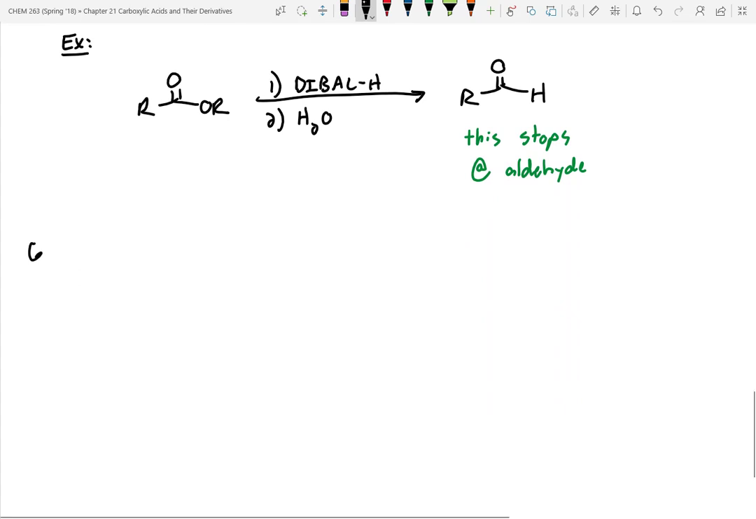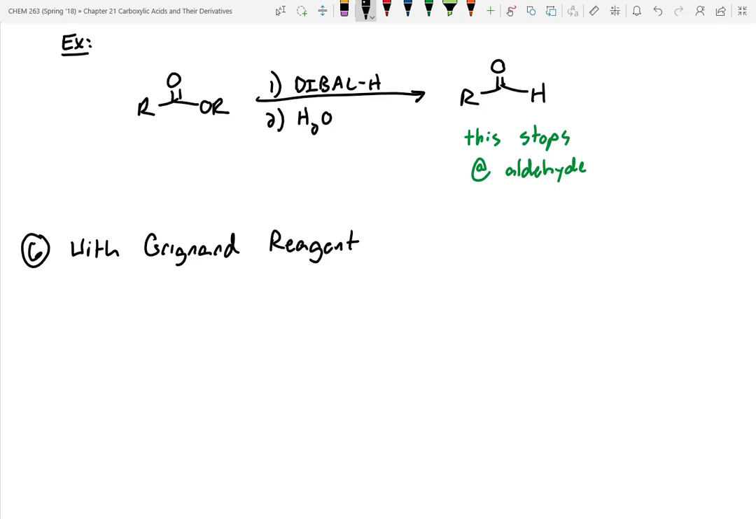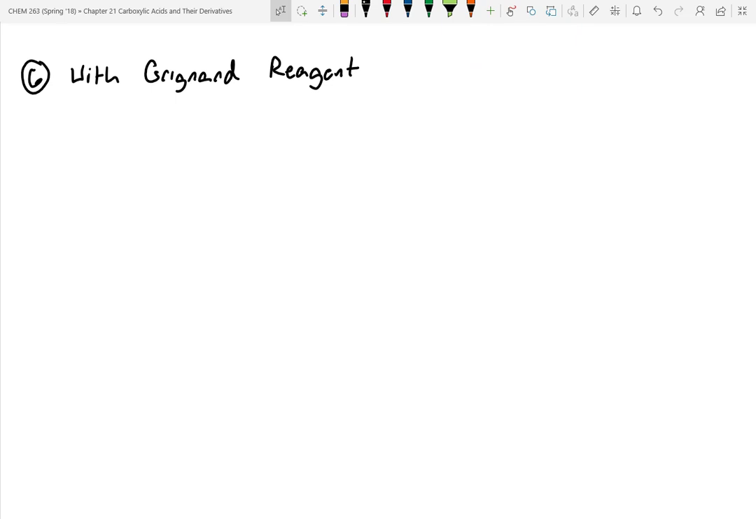The last one that we need to know is reactions with the Grignard reagent. And this is one that students habitually miss on exams and quizzes, is they say, all right, if I've got a Grignard reagent and I've got an ester, can't I just stop at the ketone? No, students do that all the time on quizzes and exams.